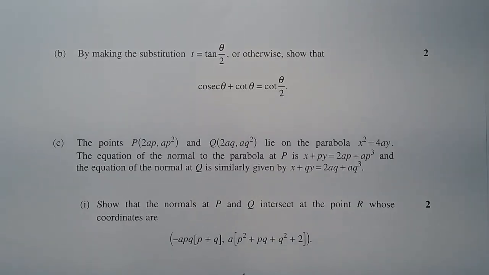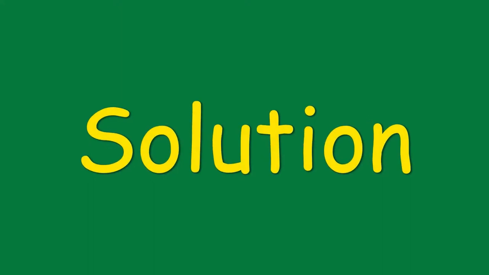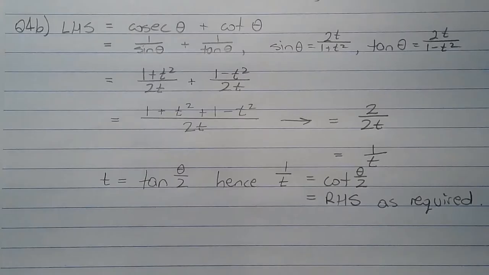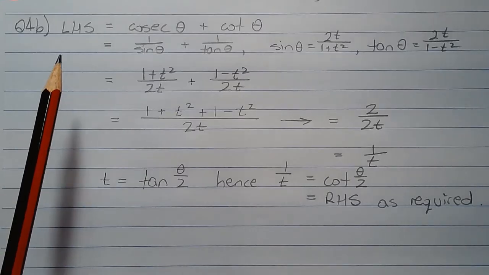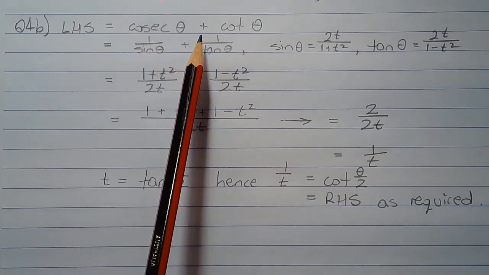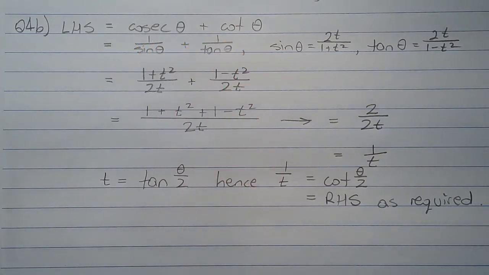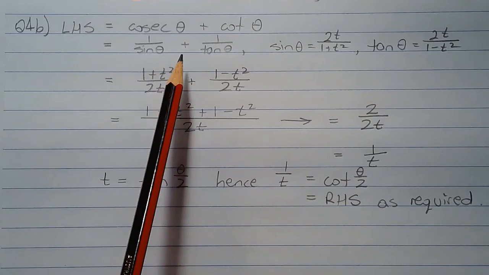Question 4b. By making the substitution t equals tan theta over 2, or otherwise, show that cosec theta plus cot theta equals cot theta over 2. From the left-hand side, we have left-hand side equal to cosec theta plus cot theta, which equals 1 over sine theta plus 1 over tan theta.